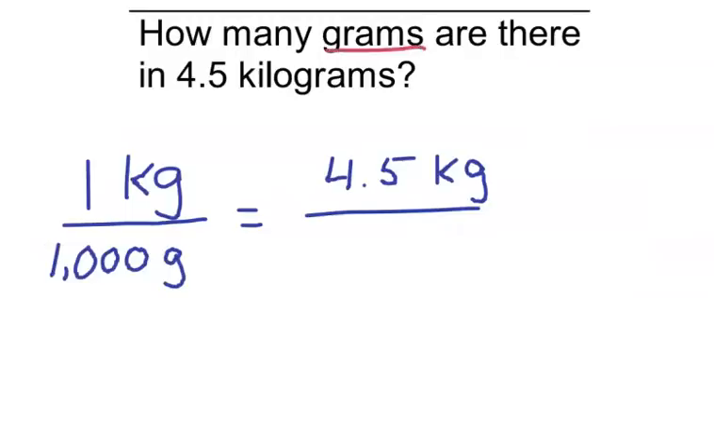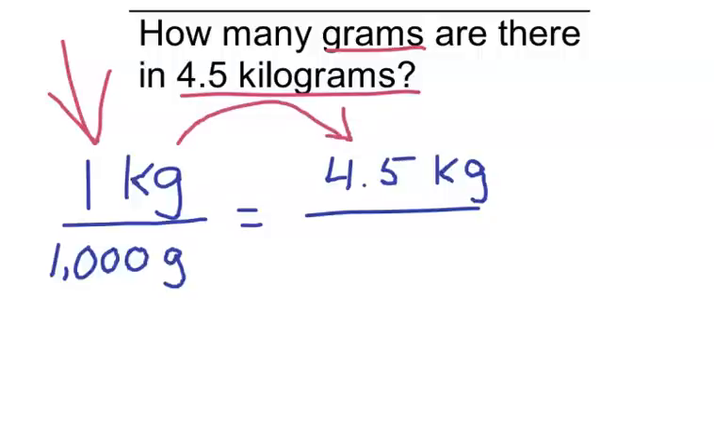Okay, how many grams are there in 4.5 kilograms? Well, I wanted to tell you that 1 kilogram is 1,000 grams. So to get from 1 to 4.5, we're basically going to multiply by 4.5. Okay, so basically we're taking 4.5 times 1,000.